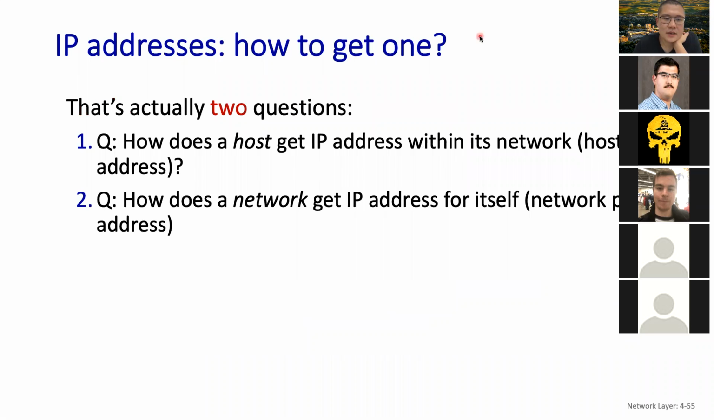Okay. So actually we have two questions here. How does the host get an IP address, with its network part and host part of the address, and how does the network get the IP address for itself? We will first see the first question. So how does the host get an IP address, right? We are assuming that everyone has the address, but how do we allocate it? How do we get an IP address for a host?